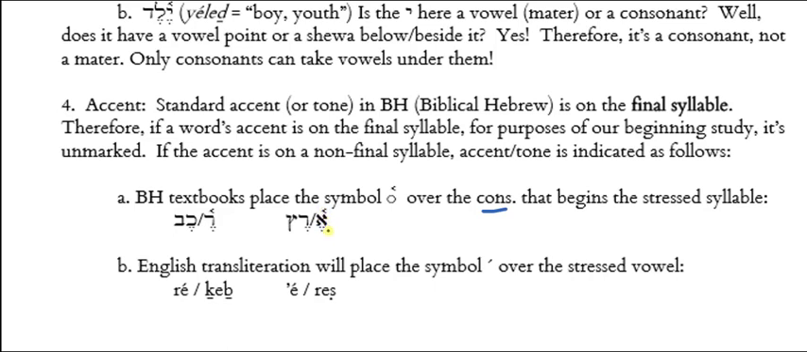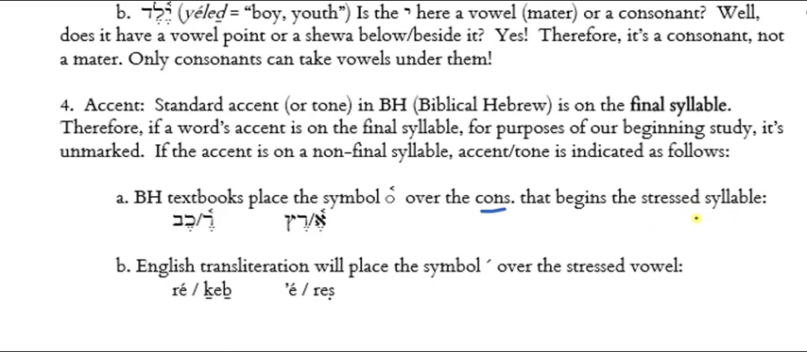Let me just make one point here. Let's say that we have a word like this, and we'll put the accent here. This means outside or toward outside, and it's pronounced chutza. Now, the shurik is the vowel, and it's technically the vowel that's being stressed.